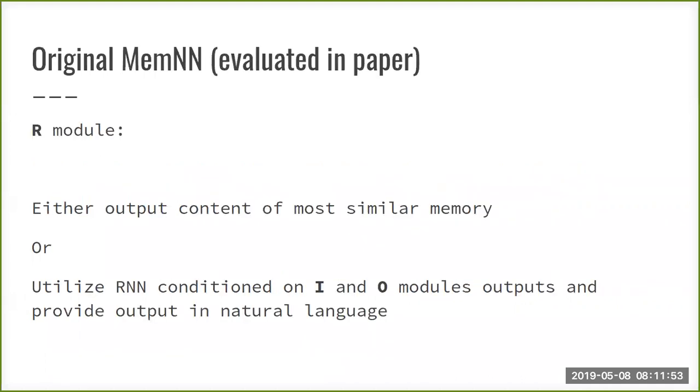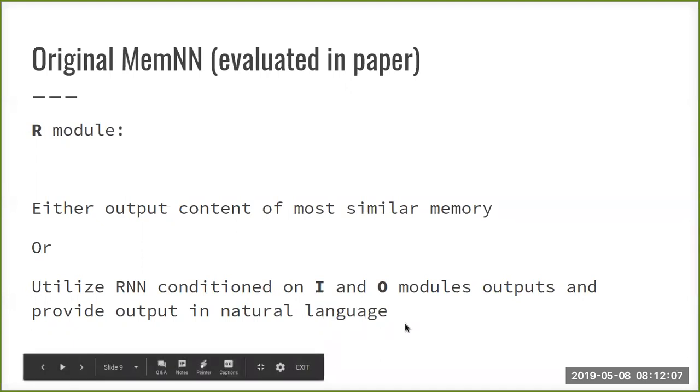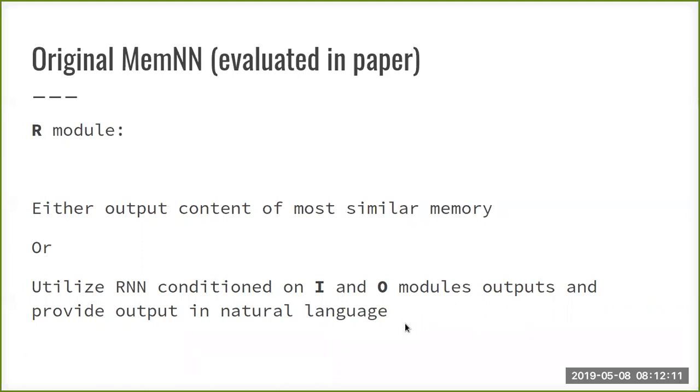And well, the response model in this case would either output the memory that was stored, that was the most similar, or they would condition, and I don't think they implemented the second part, they just suggest that it could be used as well, which is you would utilize any recurrent neural network and condition it on the output and input, and maybe even memory if you want. Well, you wouldn't do memory. Output, input, and you would output the sentence in natural language.